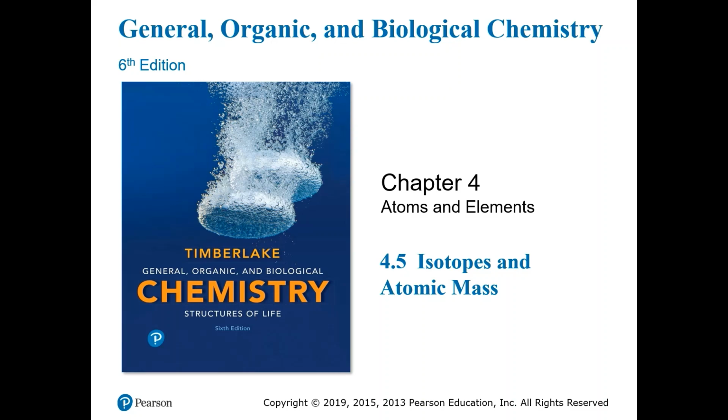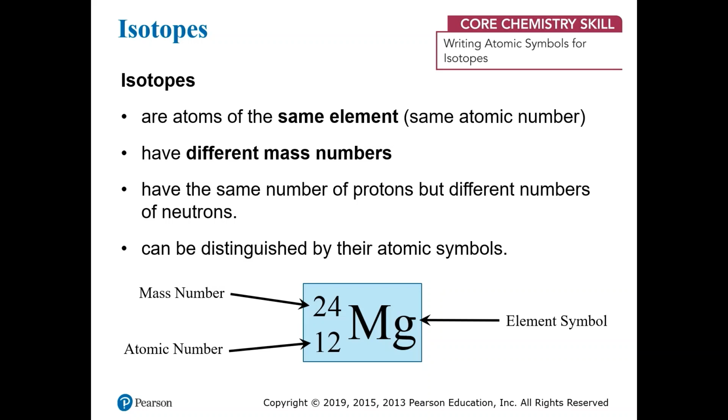This is Chapter 4, Atoms and Elements, and Section 5 is Isotopes and Atomic Mass. In the last video, we talked about atomic number and mass number, and we also briefly mentioned this concept of isotope a couple of times without really giving it a formal definition.